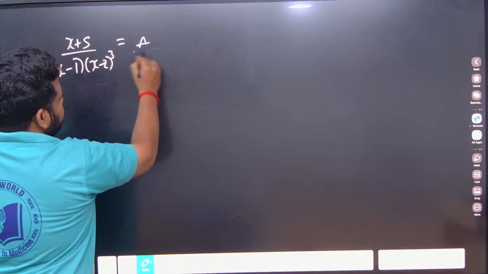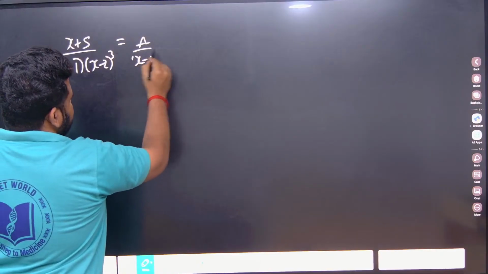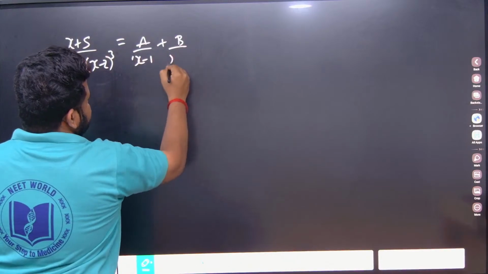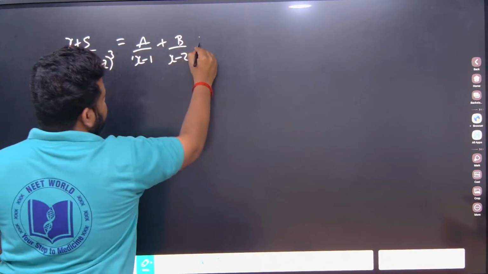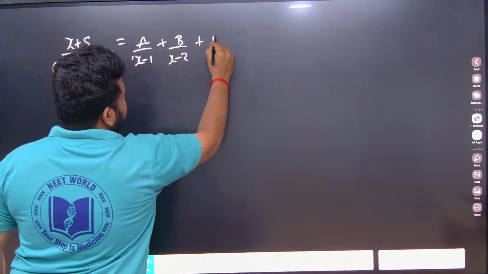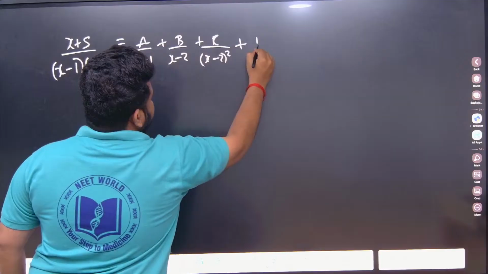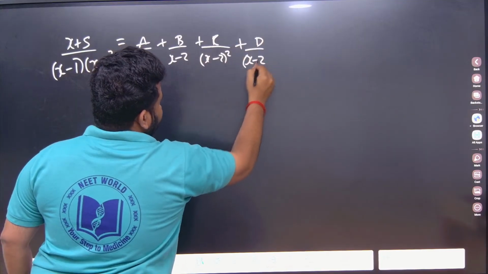A by x minus 1, plus what can I write? This can be written as b by x minus 2. Repetition is coming, so I should write up till I get the power of 3. B is done. C by x minus 2 whole square plus d by x minus 2 whole cube.